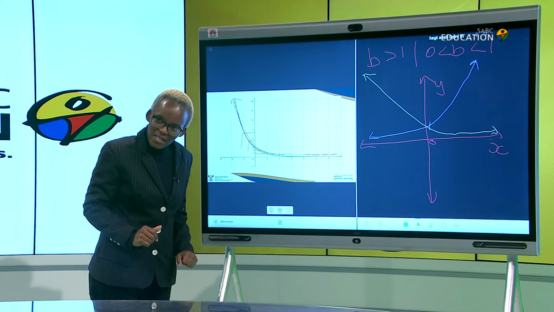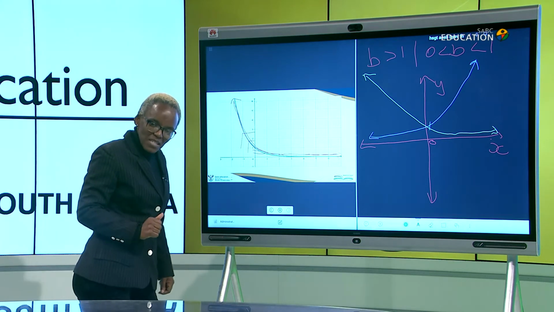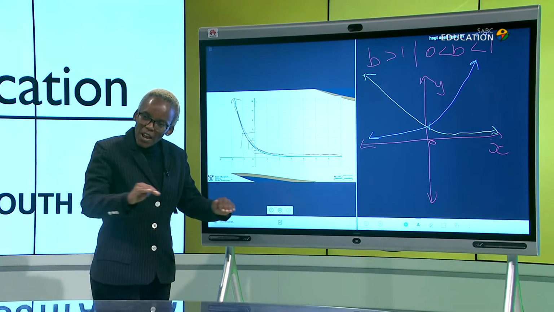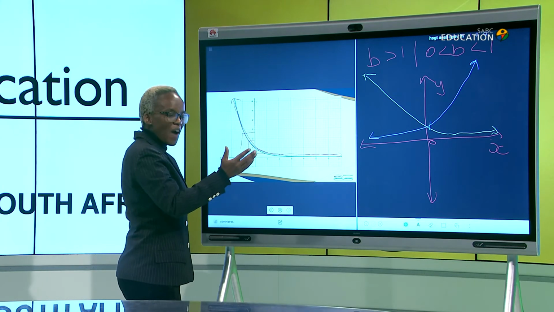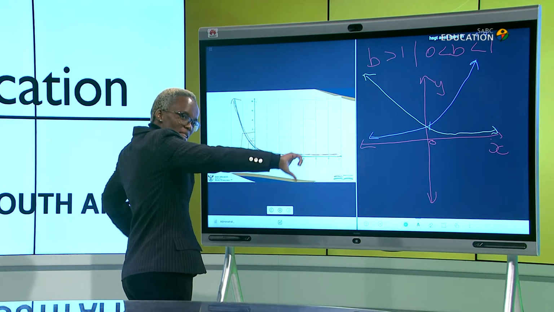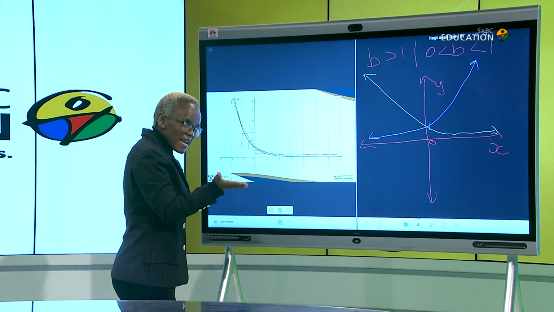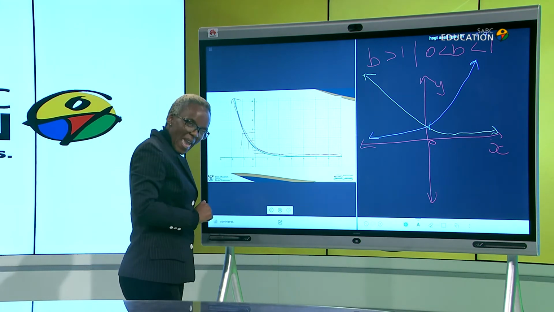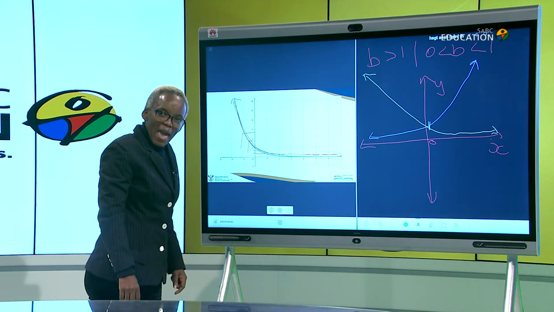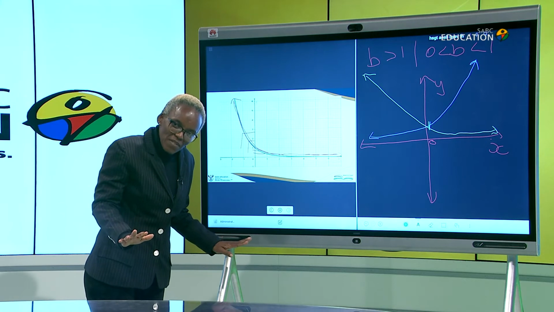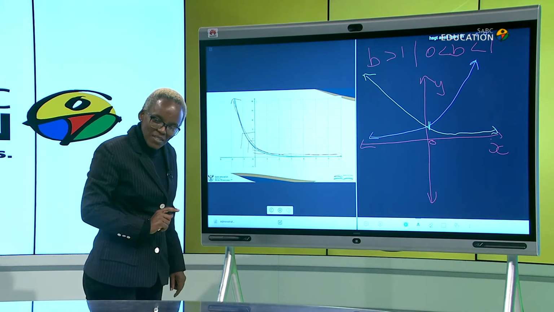What is similar? We can see the domain, the x values where the graphs are defined. Both graphs take all real values: x is an element of real numbers. What is the range? The range is y greater than 0. The y-intercept is at (0, 1). Both graphs do not have an x-intercept, and they are curves. They do not have turning points.